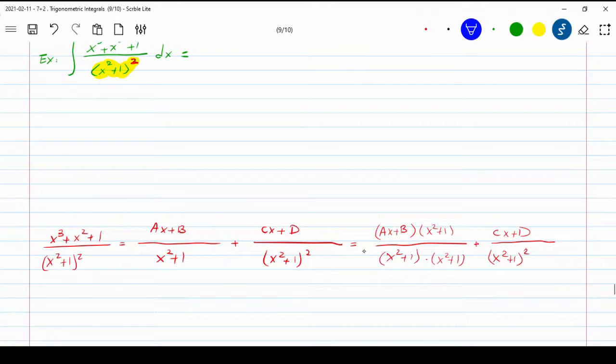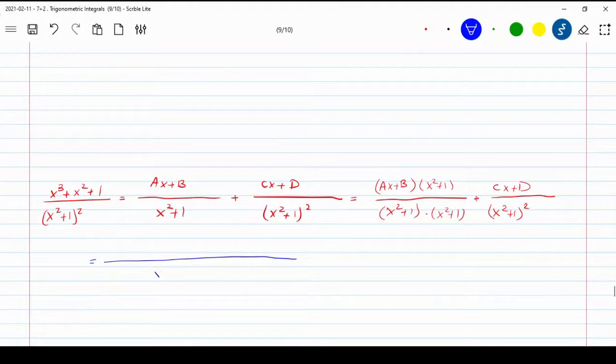Okay, let's distribute the numerators and write it as one fraction. So what we have in the denominator is x squared plus 1 squared, and the numerator would be ax cubed plus bx squared. Distribute these, that times this, times that, and so on. And I'm trying to write them in order, plus ax plus b. And you have plus cx plus d. Write the two fractions together.